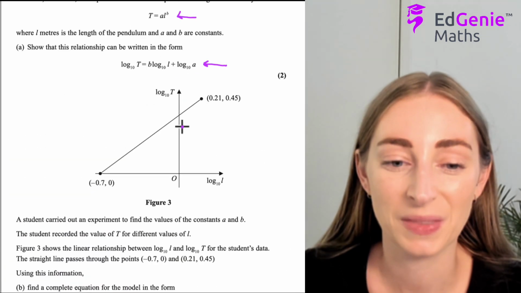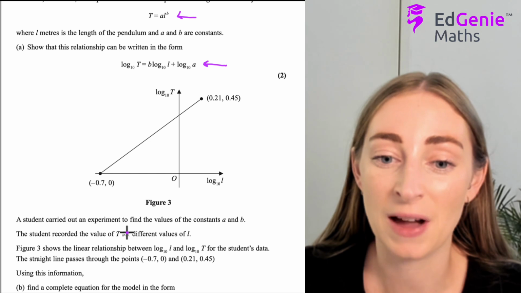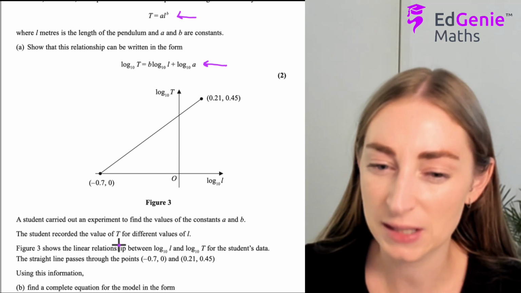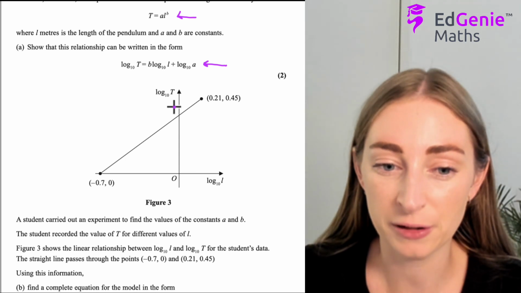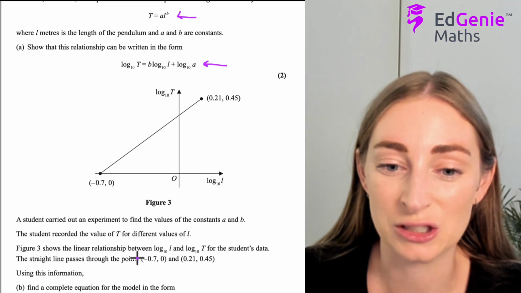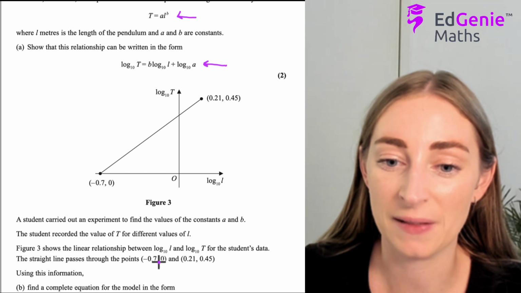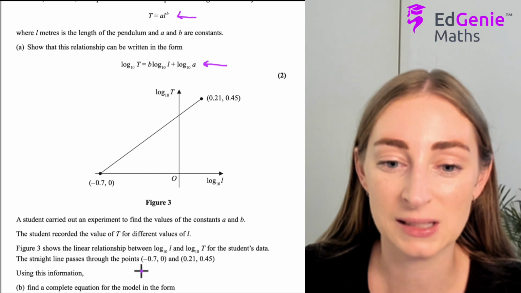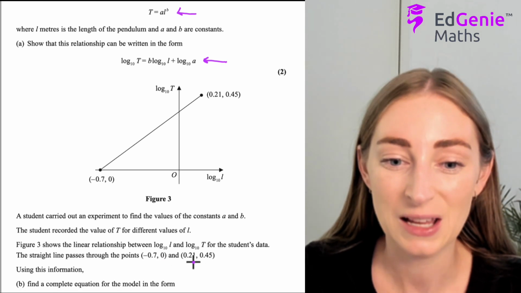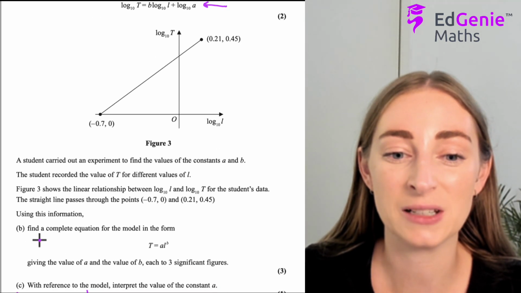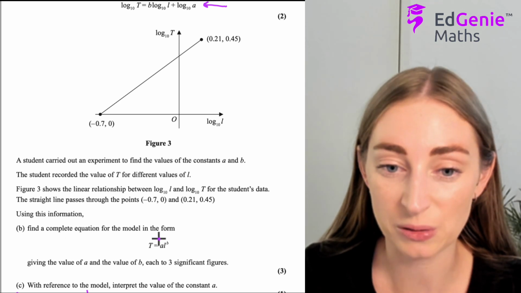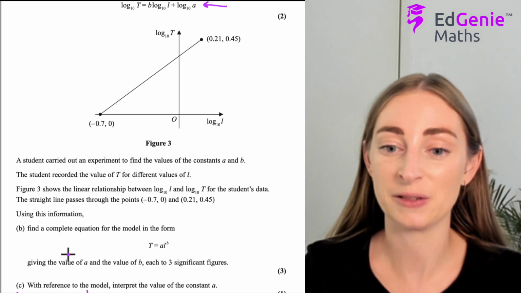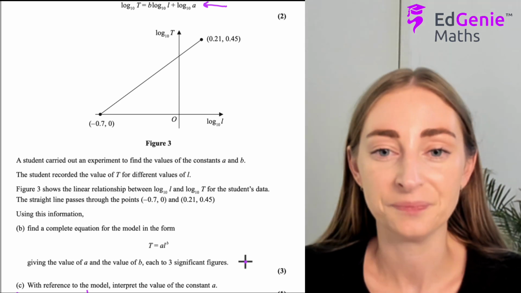Yeah, we got it. A student carried out an experiment to find the values of the constants A and B. The student recorded the value t for different values of L. Figure 3 in here shows the linear relationship between this log and this log for the student's data. The straight line passes through the points, this coordinate and this coordinate. Using this information, find a complete equation for the model in this form, giving the values of A and B to 3 significant figures, and it's 3 marks.